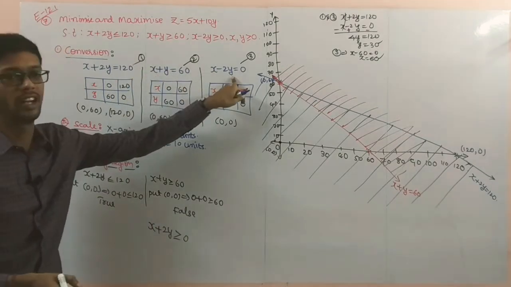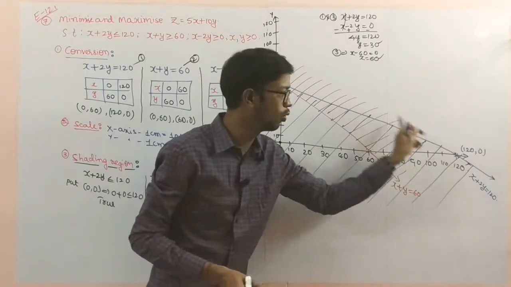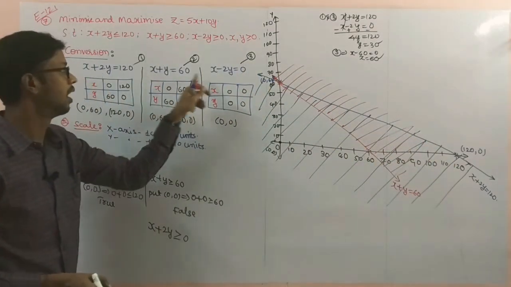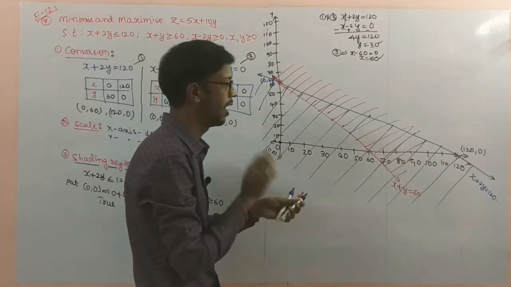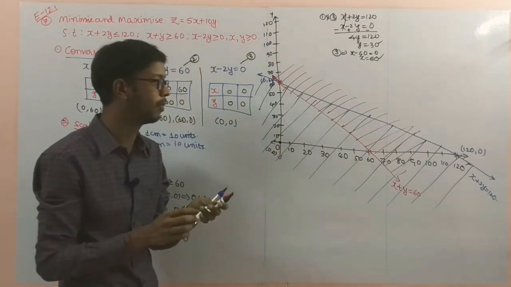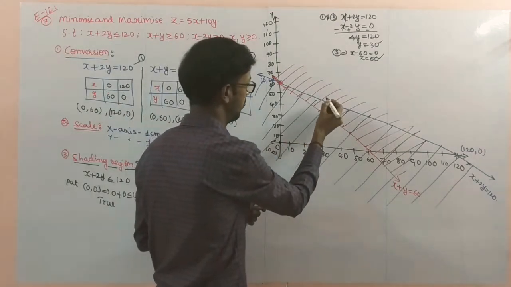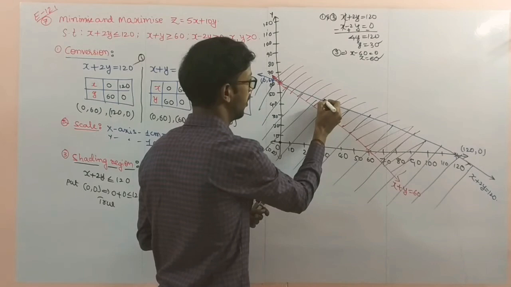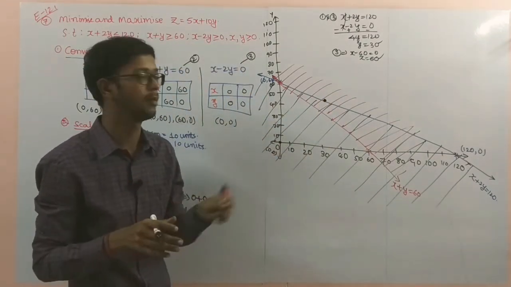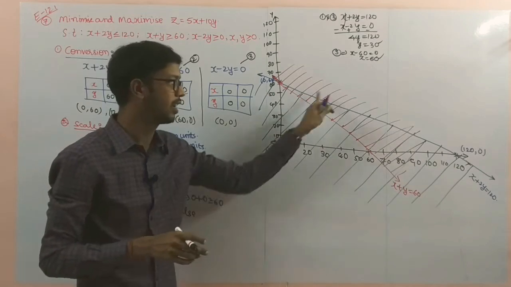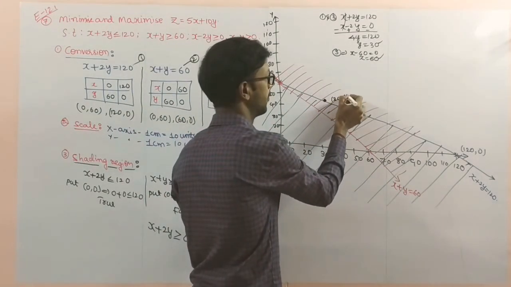1 and 3 intersection. 1 means which line, this one? 1 is the blue line. The intersection point of 1 and 3 will become 60 comma 30. One point I am taking here. This one actually is 50 because this is not a proper diagram. 60 comma 30, you have to plot one point.